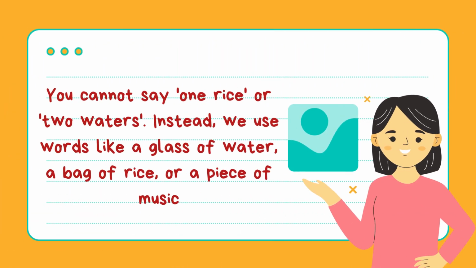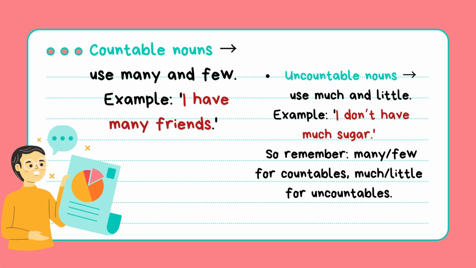You cannot say one rice or 2 waters. Instead, we use words like a glass of water, a bag of rice, or a piece of music. Countable nouns use many and few. Example, I have many friends. Uncountable nouns use much and little. Example, I don't have much sugar. So remember, many/few for countables, much/little for uncountables.